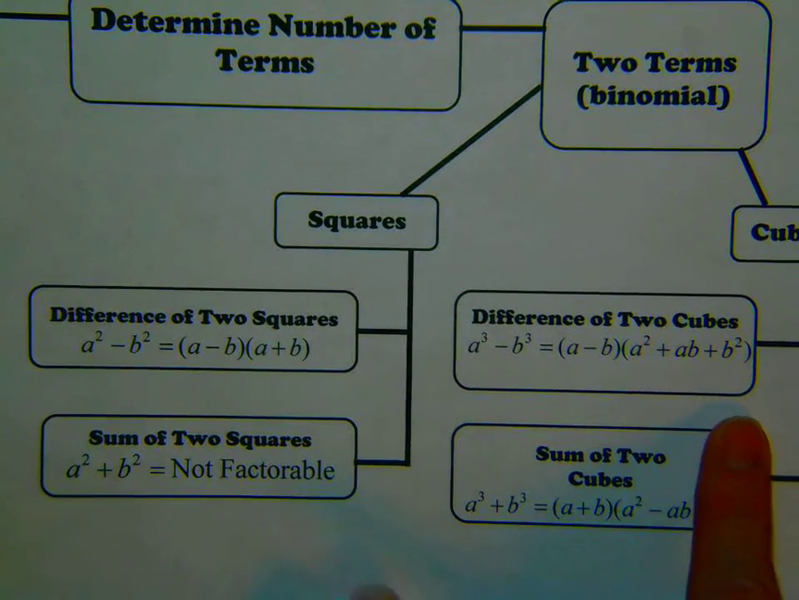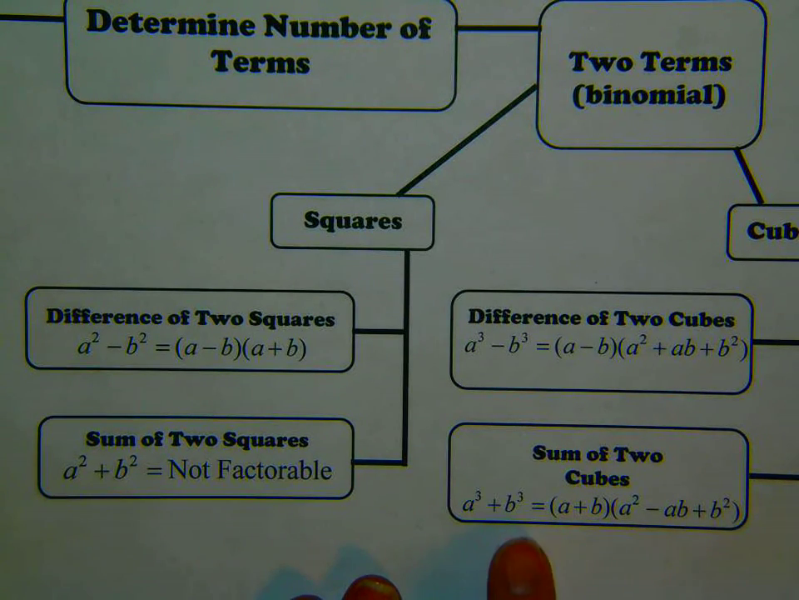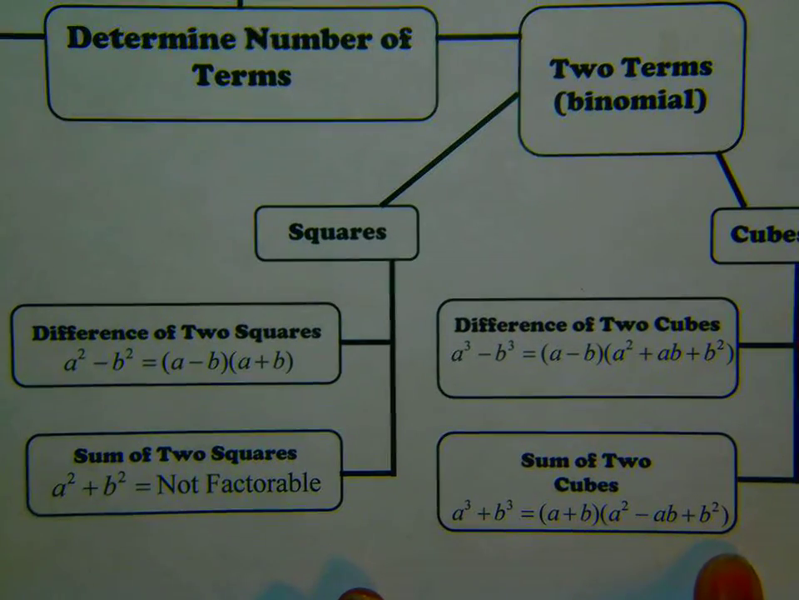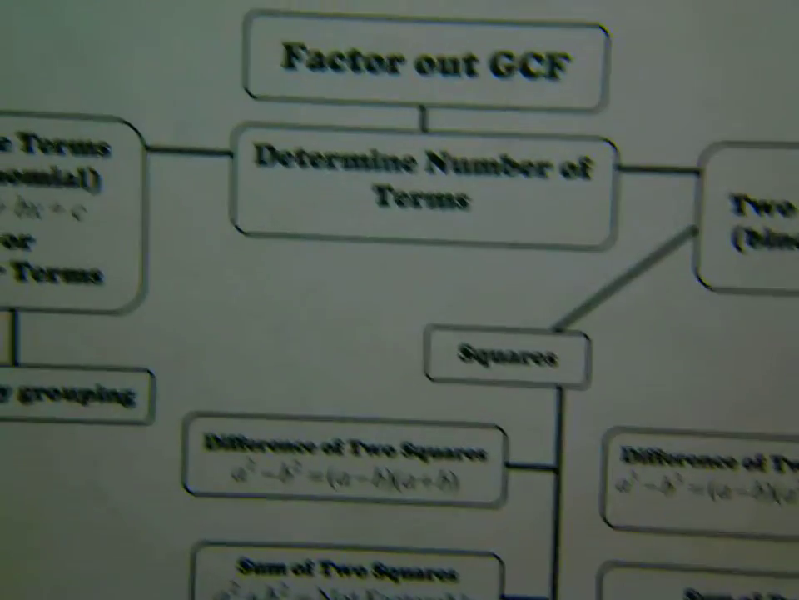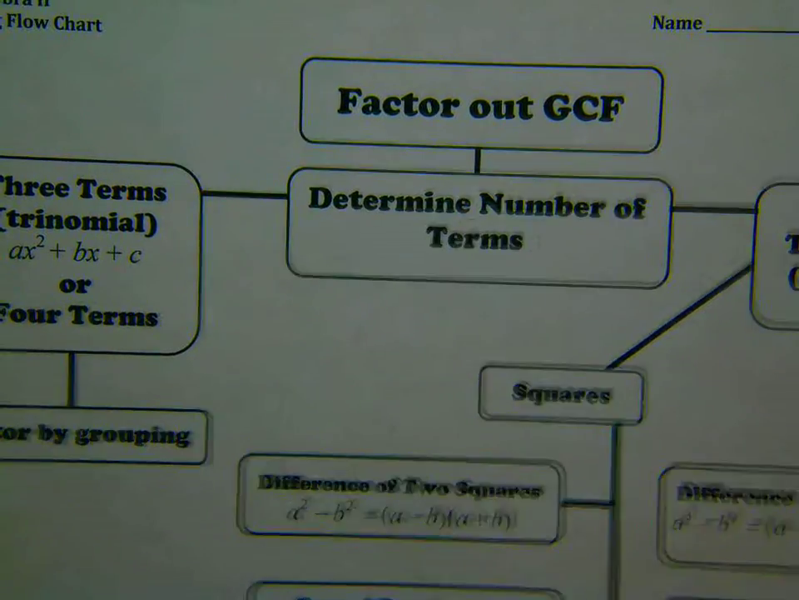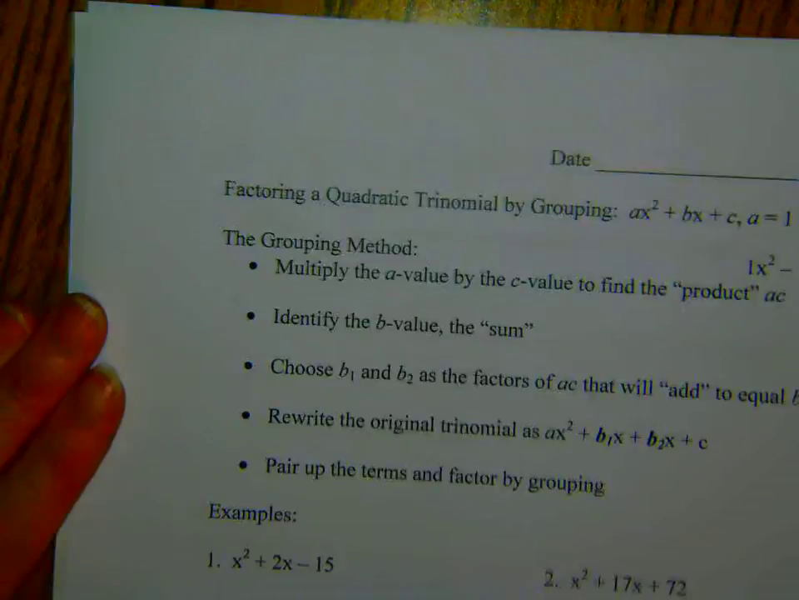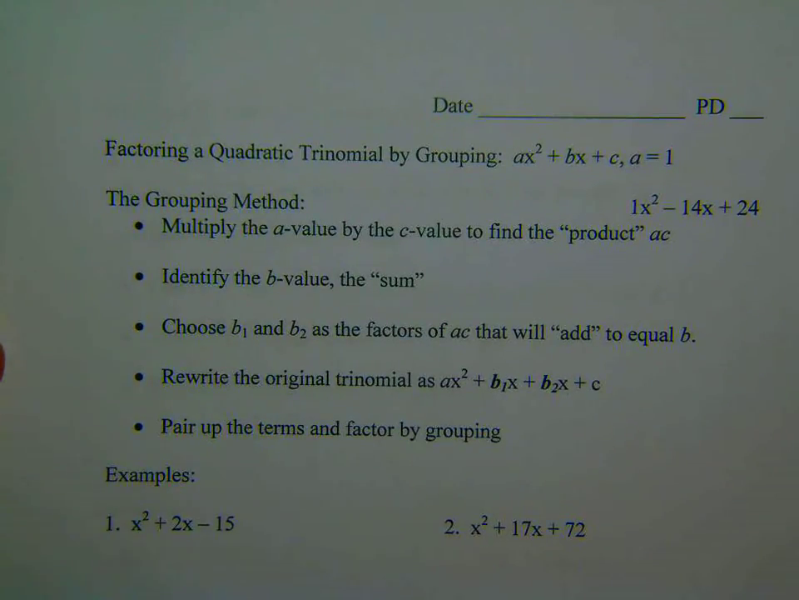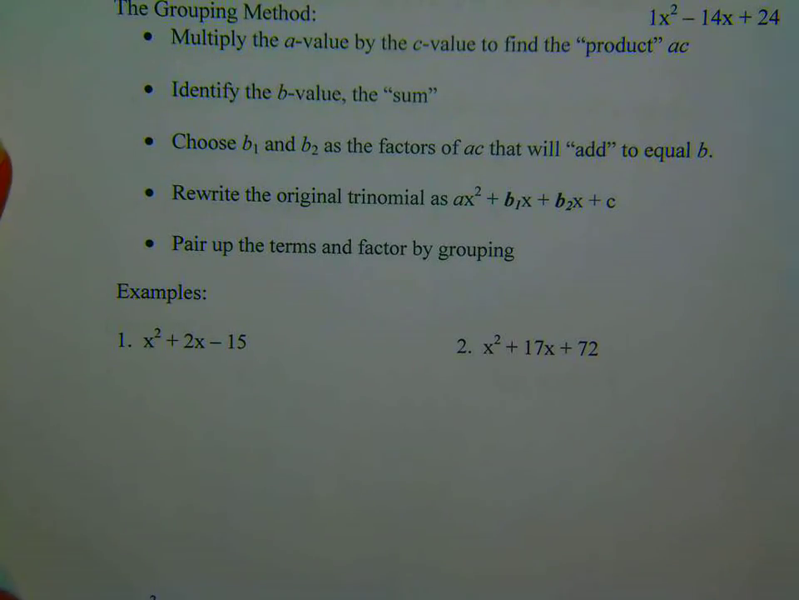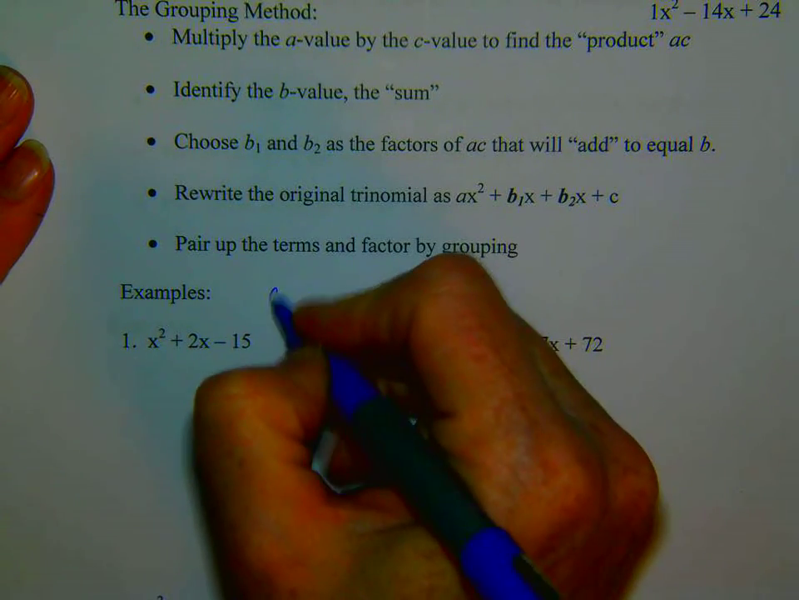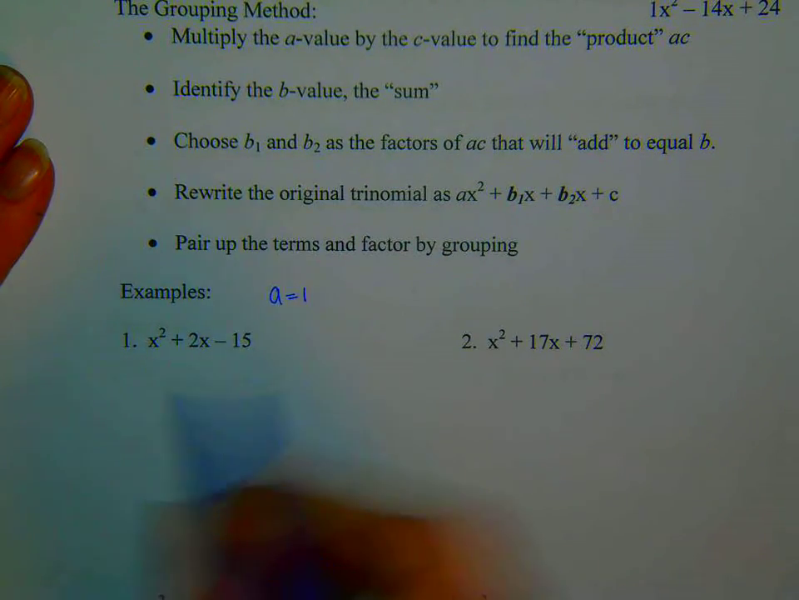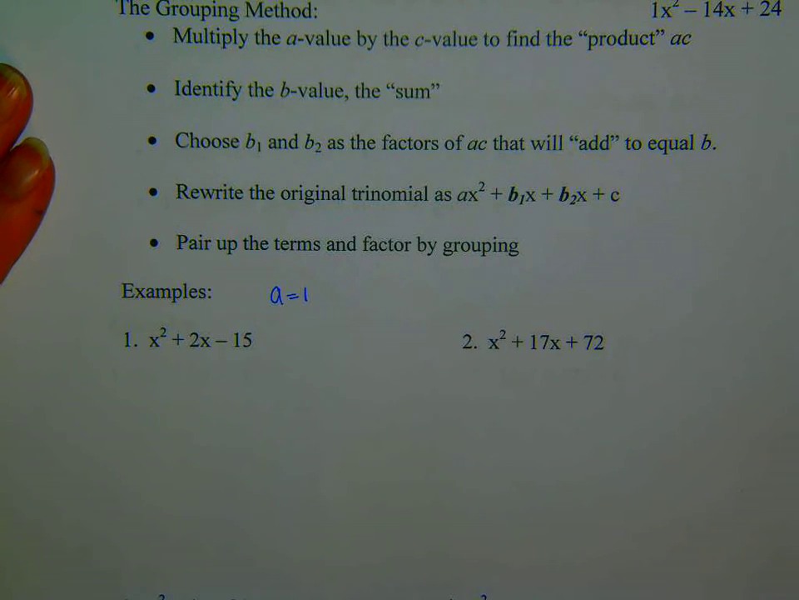The difference of 2 cubes or the sum of 2 cubes are both factorable following this formula. So here we have an overview of factoring. Now, having said that, we're going to go to the 3 terms trinomial and focus on that. First of all, we're going to take a trinomial that has a equals 1. Okay, so we're going to go through the steps and do that.